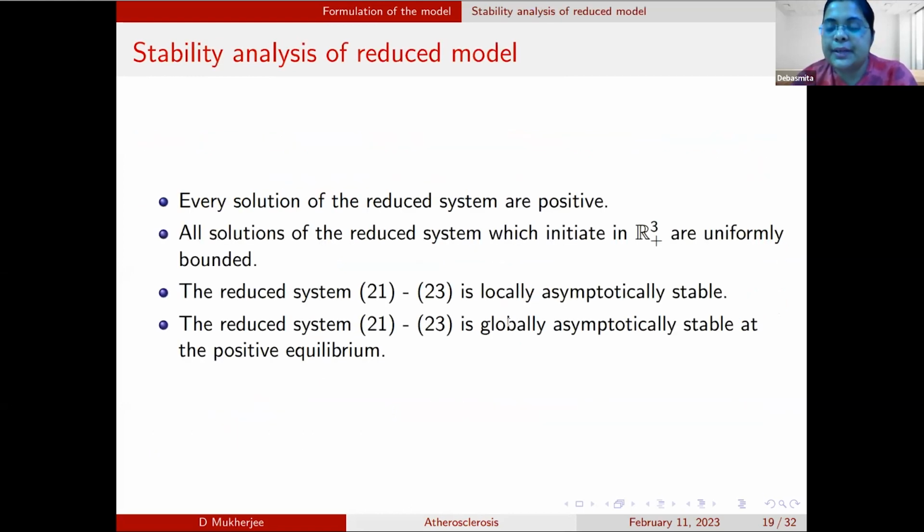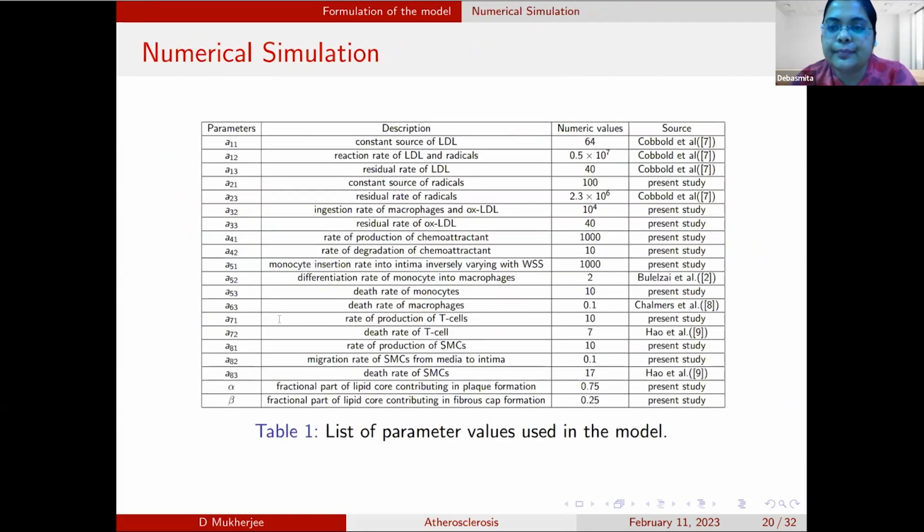Then we have performed stability analysis for this reduced model also. We have found that every solution of the reduced model is positive. Then all solutions of the reduced system are uniformly bounded, and the reduced system is locally asymptotically stable, and also it has been found globally asymptotically stable around the positive equilibrium point under certain conditions. These are the model parameters which we have used, and these are the numeric values. Some of the parameter values we got from literature, and some of them we have assumed for the present study.